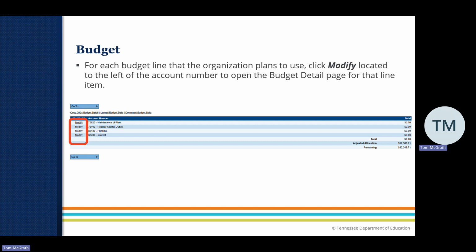For each budget line that the organization plans to use, click Modify to the left of the account number to open the budget detail page for that line item. These account numbers or categories vary by grant, but your individual line items will fall within one of these account numbers or categories.